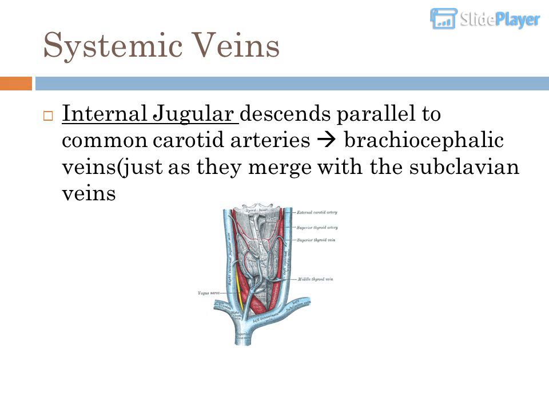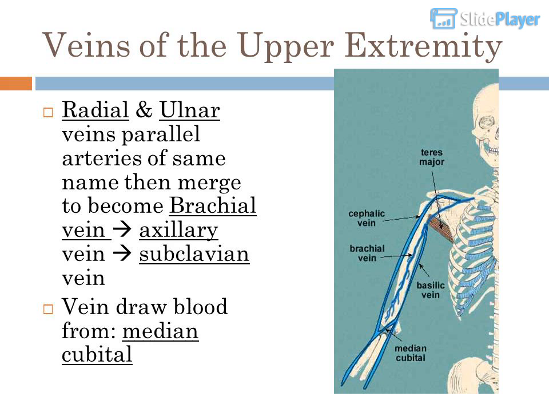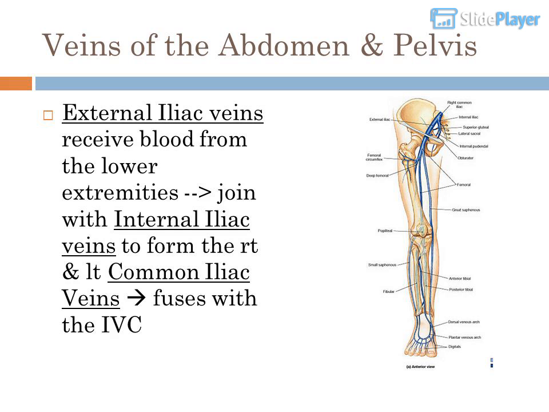Systemic veins. The internal jugular descends parallel to the common carotid arteries and joins the brachiocephalic veins just as they merge with the subclavian veins. Veins of the upper extremity. Radial and ulnar veins run parallel to arteries of the same name, then merge to become the brachial vein, axillary vein, and subclavian vein. Veins draw blood from the median cubital. Veins of the abdomen and pelvis.